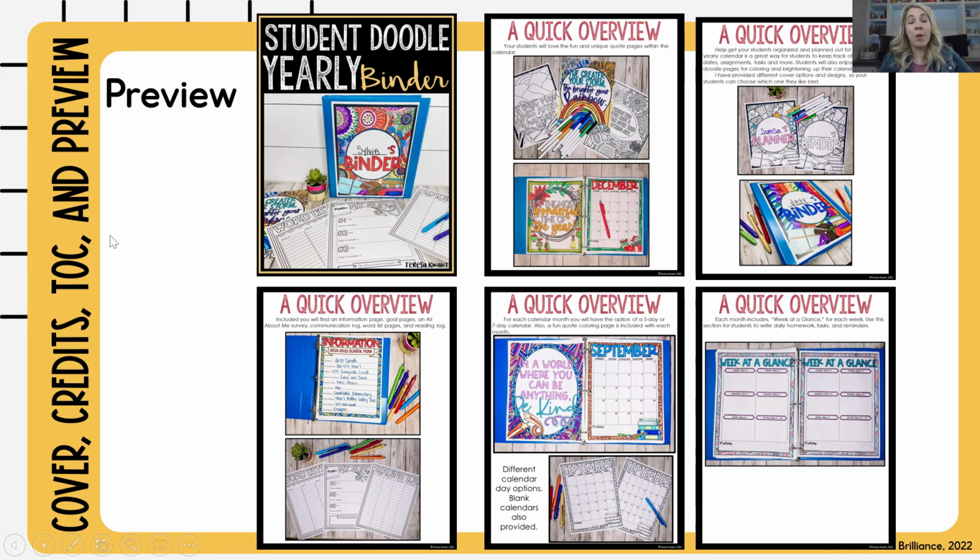Here is an example of what the preview for this yearly binder looks like. I start with the cover, then I give some quick information about the product with some in-action real photos.